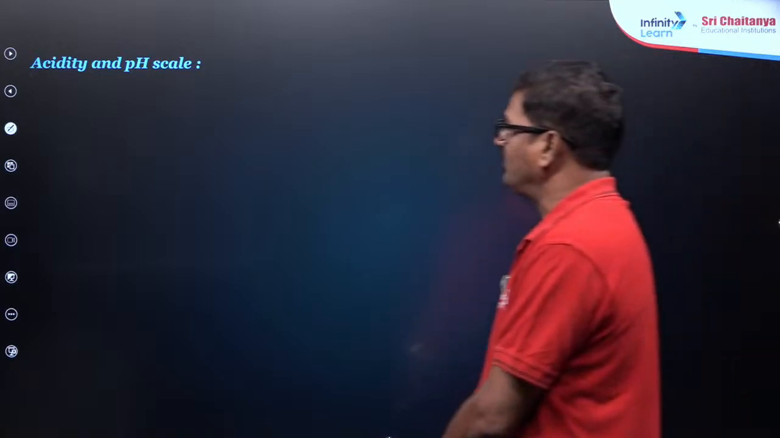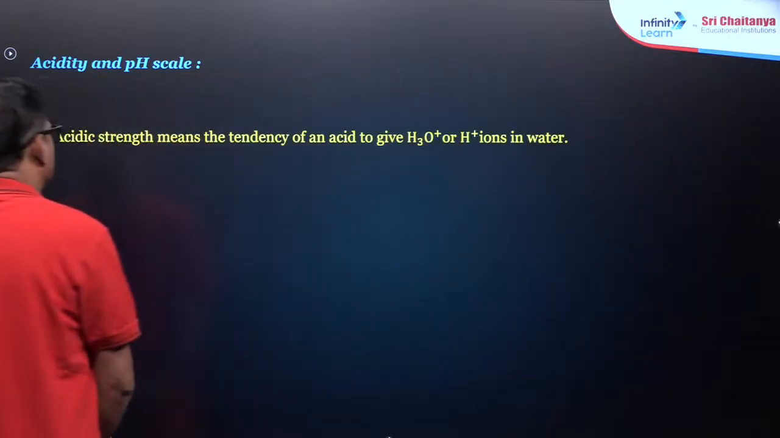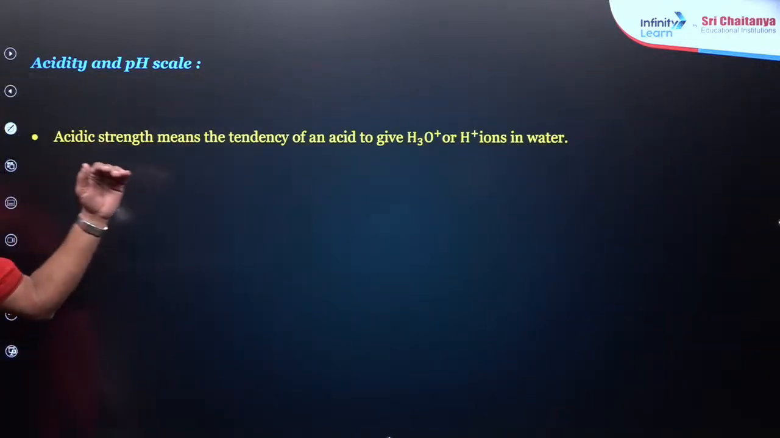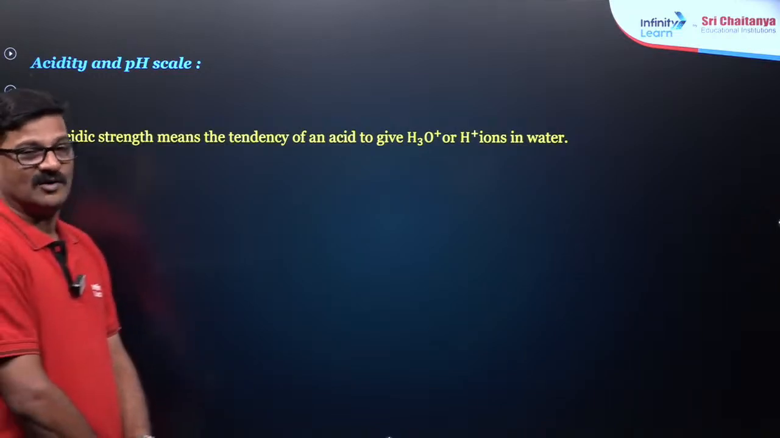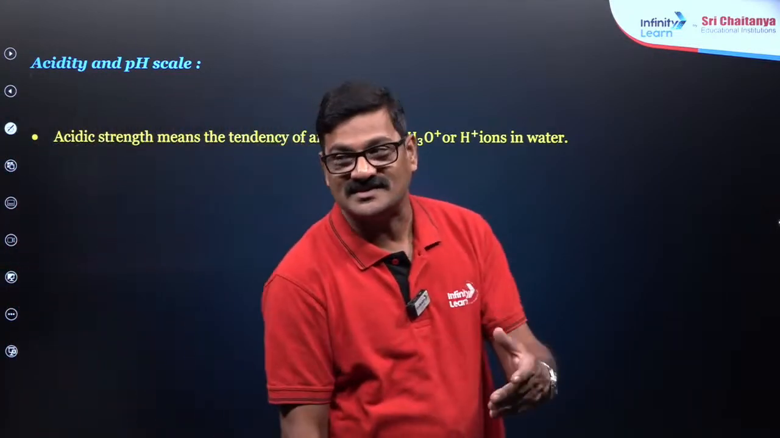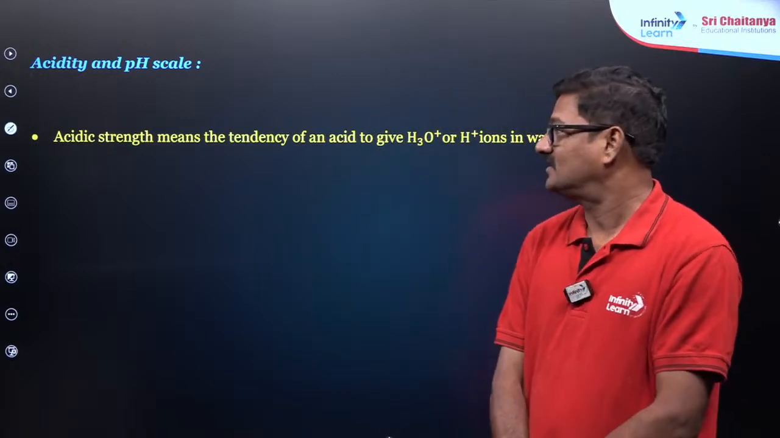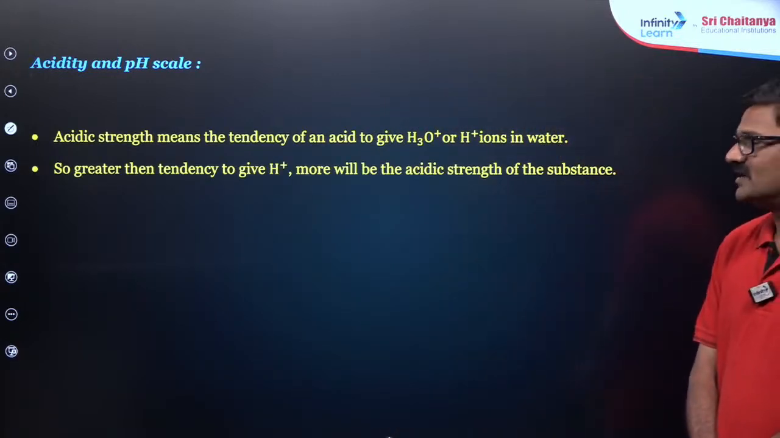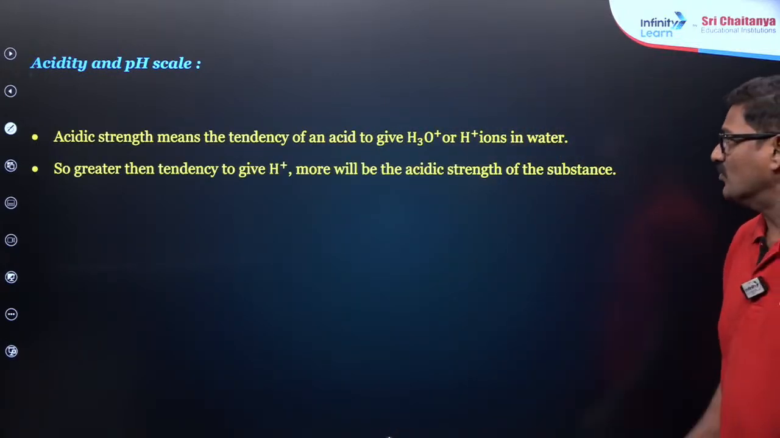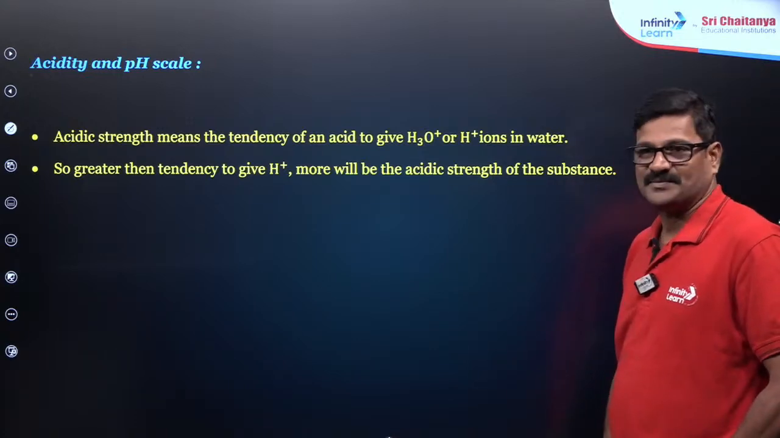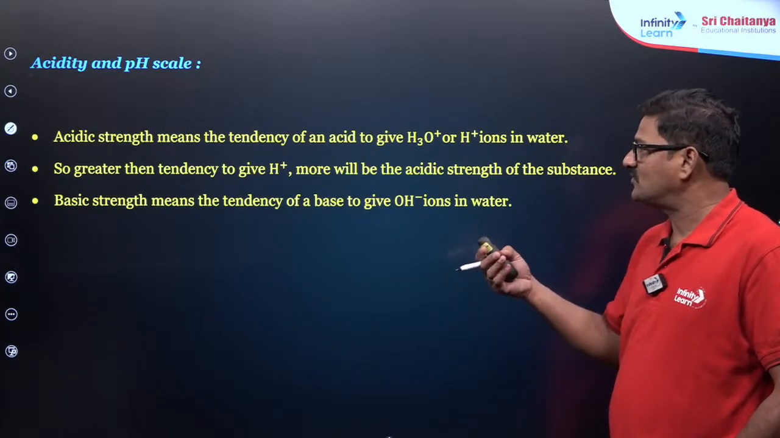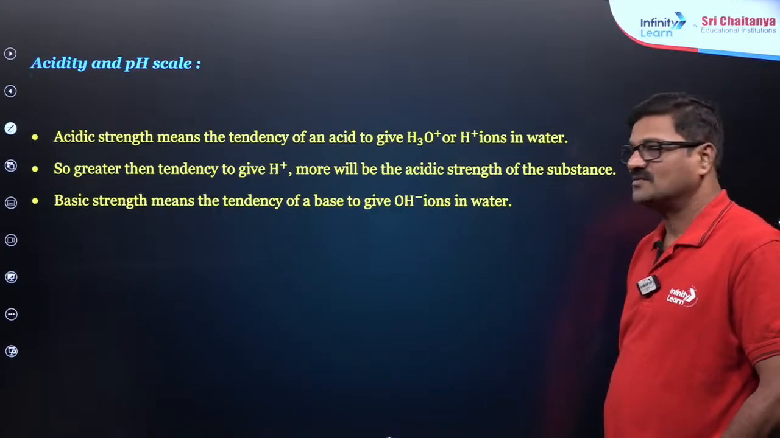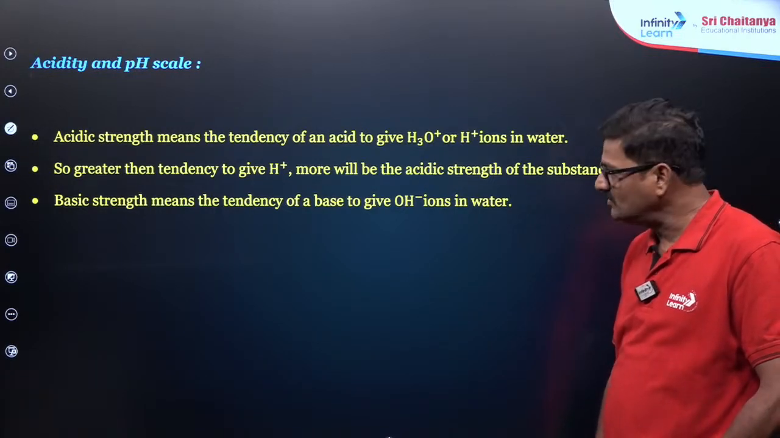Now, acidity and the pH scale. Acidic strength means the tendency of an acid to give H3O plus and H plus ions in water. The greater the tendency to give H plus, the more the acidic strength of the substance. And basic strength means the tendency of a base to give OH minus ions in water.